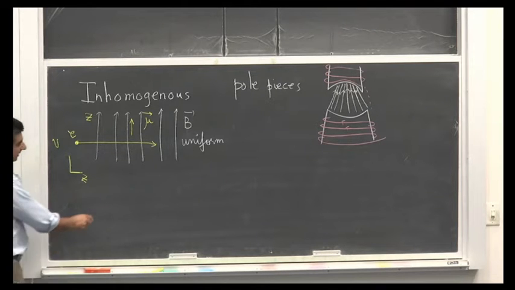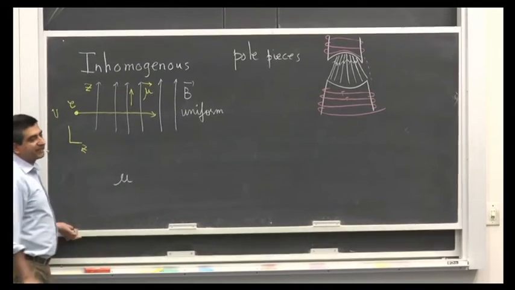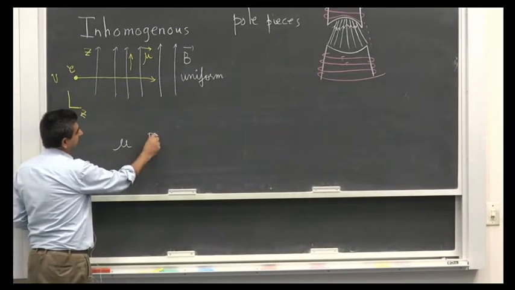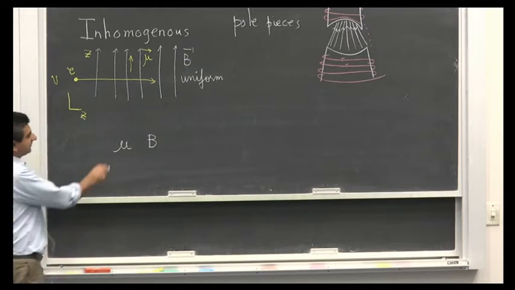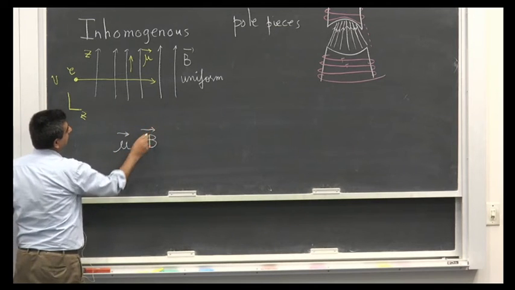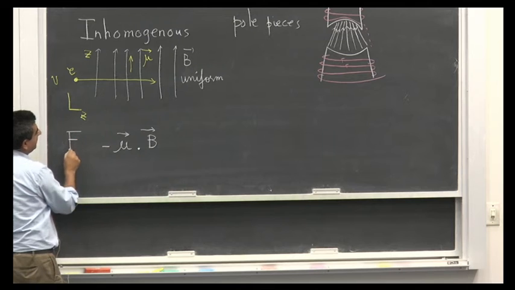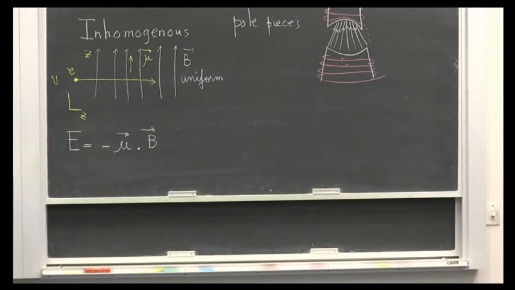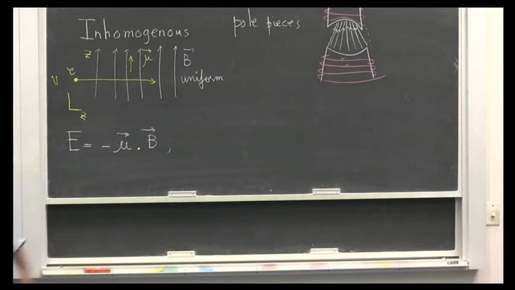If I have a magnetic moment, mu, and I place it inside a magnetic field, B, then there's an energy associated with this configuration. And that is given by the dot product of mu and B with a negative sign. So this is the energy of a dipole placed inside a magnetic field. This is the magnetic potential energy.